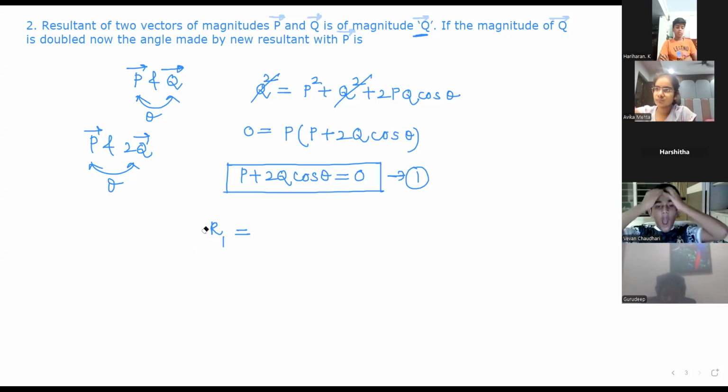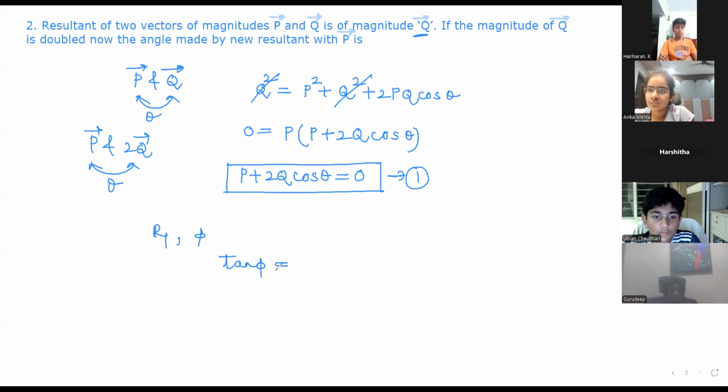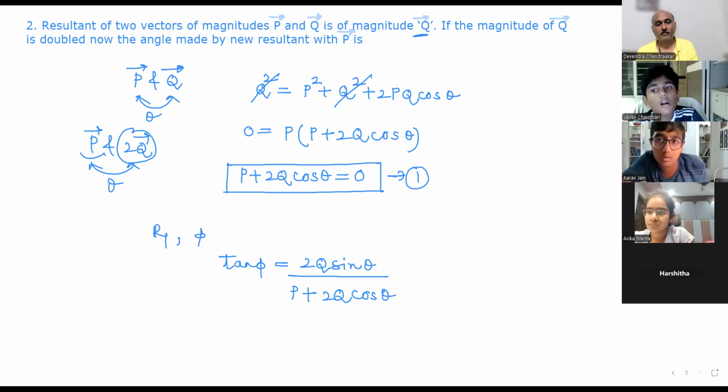No, that was not asked. So the new resultant will be R1 and its angle with P is phi. So what is tan phi? Remember, tan phi is b sin theta upon a plus b cos theta, where b in this case is 2Q. So it's 2Q sin theta upon a, which is P here, plus 2Q cos theta. I hope all of you understood this. Remember b cos theta or not?